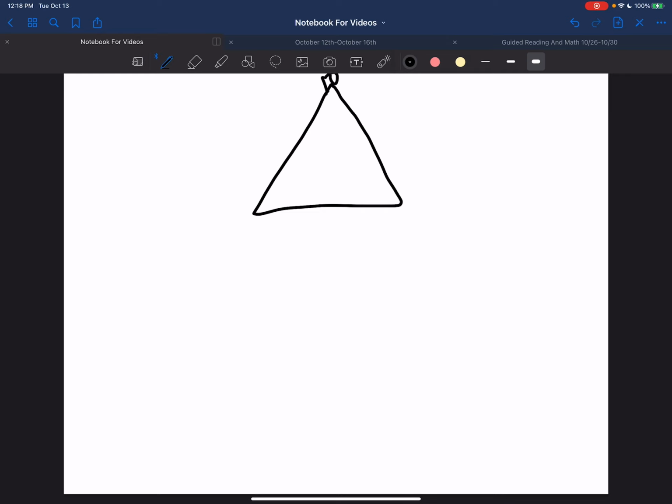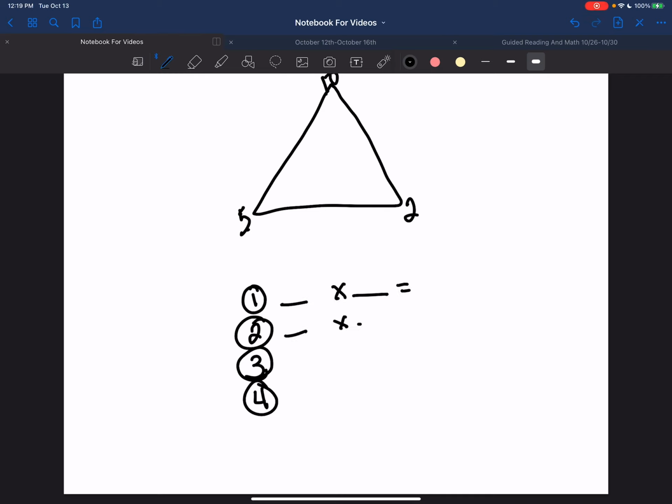Let's do 10, 5, and 2. Remember, we can have 2 multiplication facts and 2 division facts if our factors are different. And we can see that we have a 5 and a 2. They are different, so we're going to have 2 multiplication, 2 division. So I'm going to go ahead and write those blanks in. Remember with multiplication, we're looking for the total, and with division, we're starting with the total.